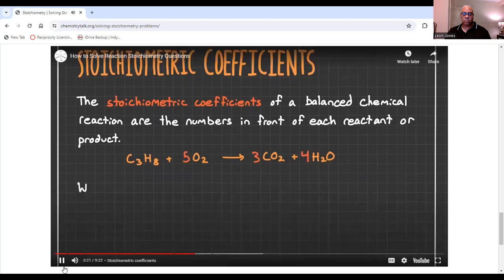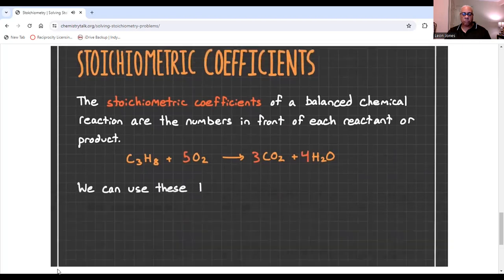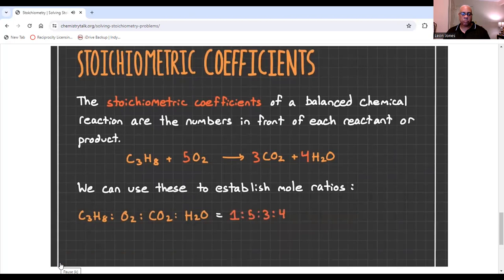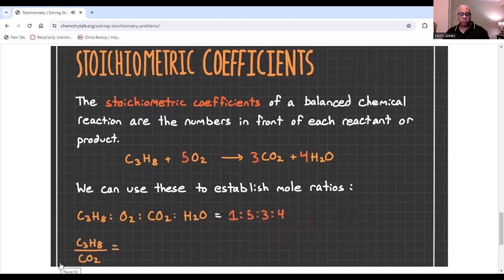Here, the ratio of propane to O2 gas to CO2 gas to water is 1 to 5 to 3 to 4. We can use these numbers to establish mole ratios. For instance, the ratio of moles of propane to moles of carbon dioxide here is 1 to 3, or the ratio of moles of O2 to moles of water is 5 to 4.